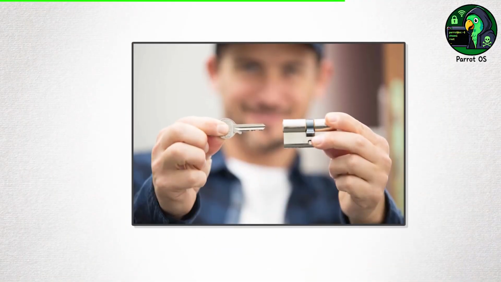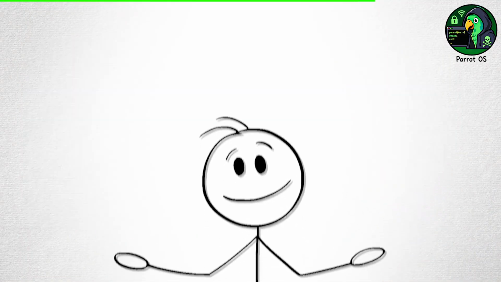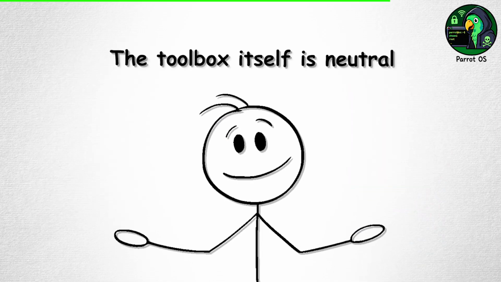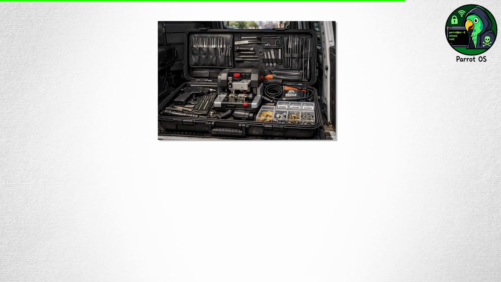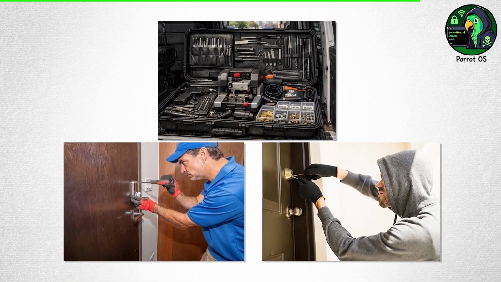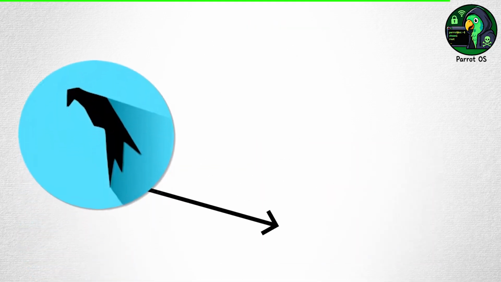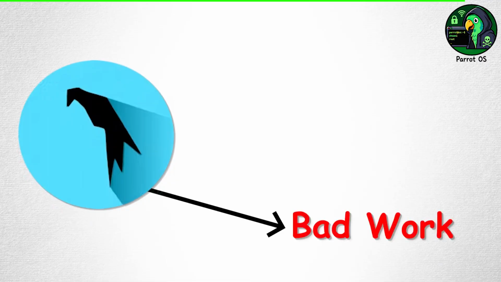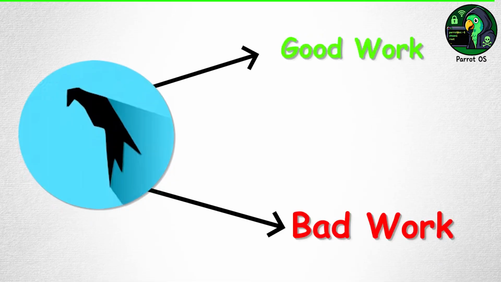Think of a locksmith who's hired to pick your locks and tell you which ones are weak. Parrot is their toolbox. And here's the key idea. The toolbox itself is neutral. That same lockpick set works for the locksmith you hired and the burglar breaking into your house. The tools don't care. What makes it a crime isn't owning Parrot OS, it's where you point it. Break into a system you own or were hired to test? Totally legal. Break into one you weren't? That's a felony.